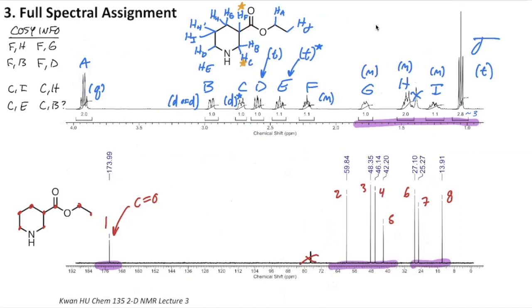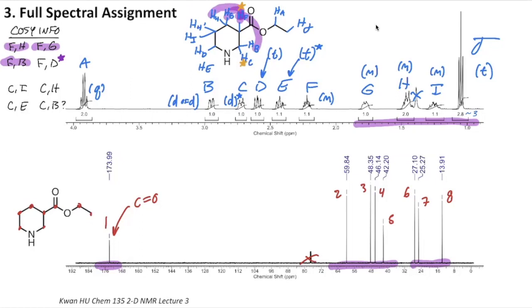Starting with proton F, let's look and see if all of those correlations add up. We were looking for an F to H correlation, that checks out. We were looking for an F to G correlation, that checks out. We were looking for an F to B correlation, and we were looking for F to C, but we don't have that. We have F to D instead. Okay, so that might be a little bit of a problem. We'll just draw a little asterisk next to that, come back to it.